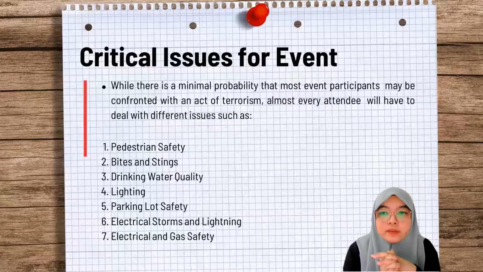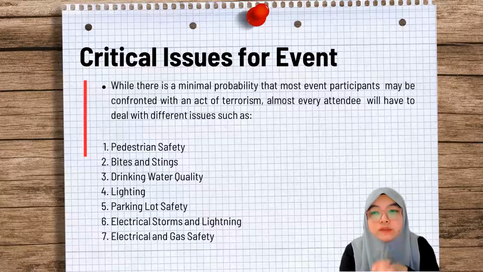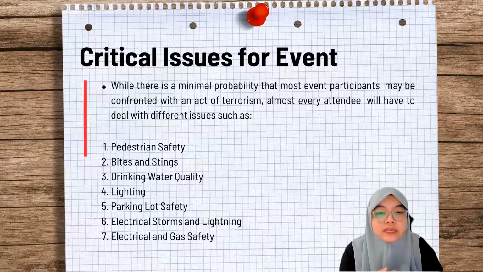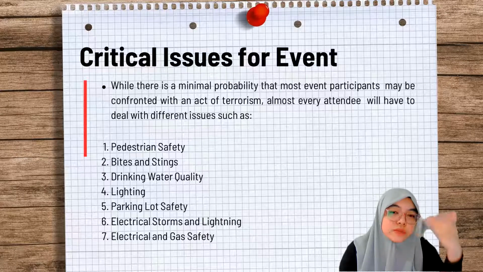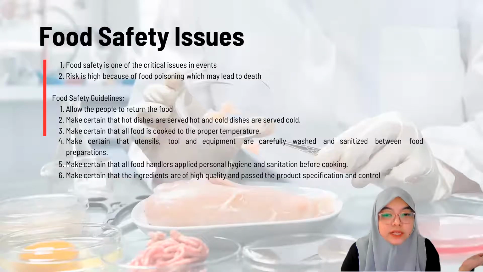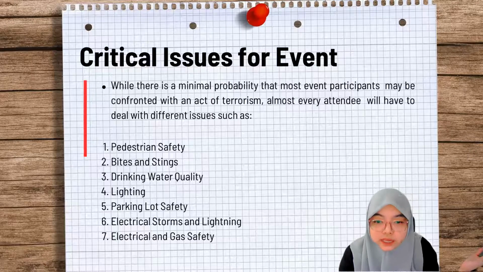Okay, so critical issues for an event. While there is minimal probability, almost every attendee will have to deal with different issues. For example, pedestrian safety, bites and stings, drinking water quality, lighting, parking lot safety, electrical storms and lightning, and also electrical and gas safety.